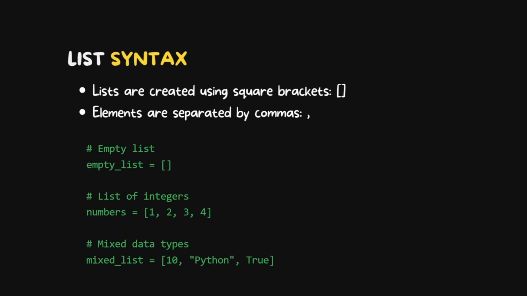The syntax for creating a list is simple. Use square brackets and separate each element with a comma. Let's see some examples. The first one is an empty list. This is a list of integers named numbers. Then the last one is mixed data types, where an integer, a string, and a boolean value are present. As you can see, lists can hold a variety of data types, making them ideal for dynamic and versatile data handling.